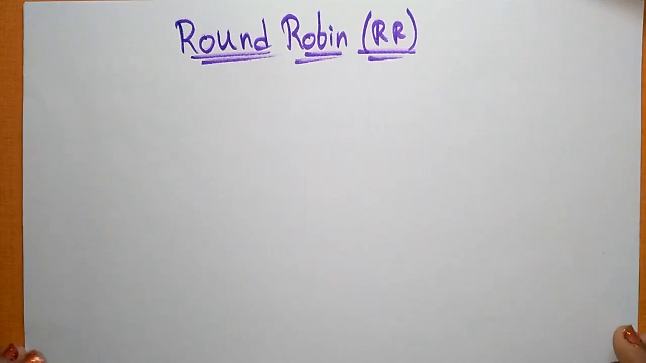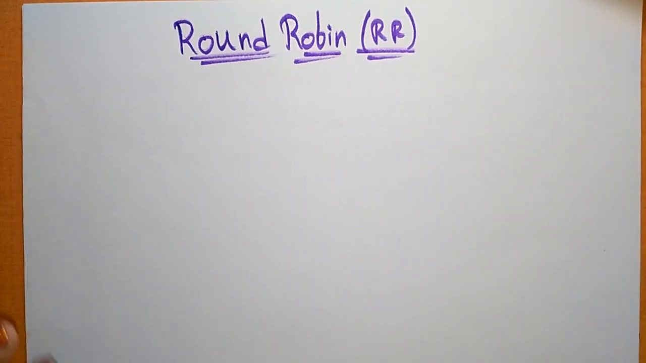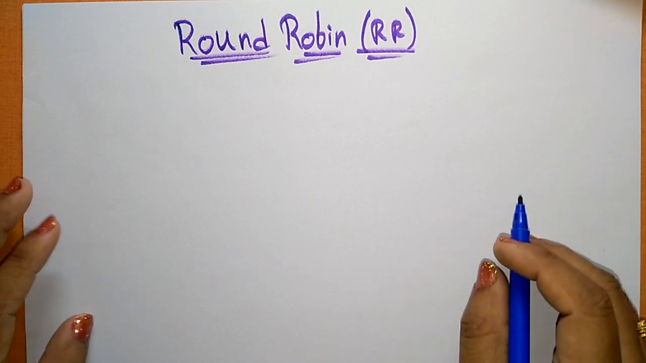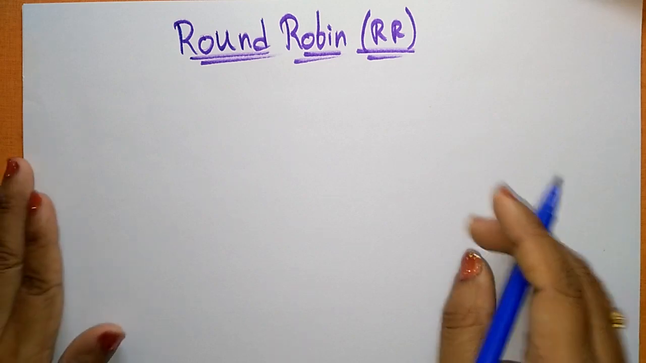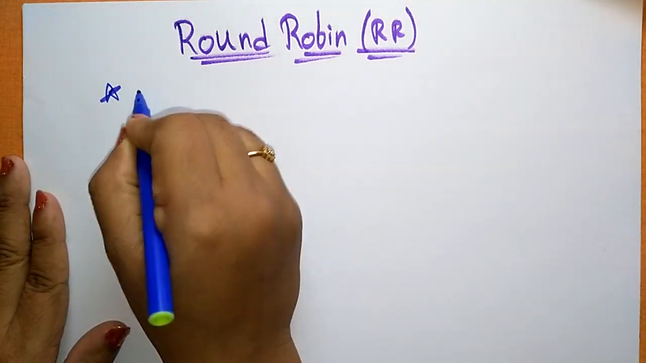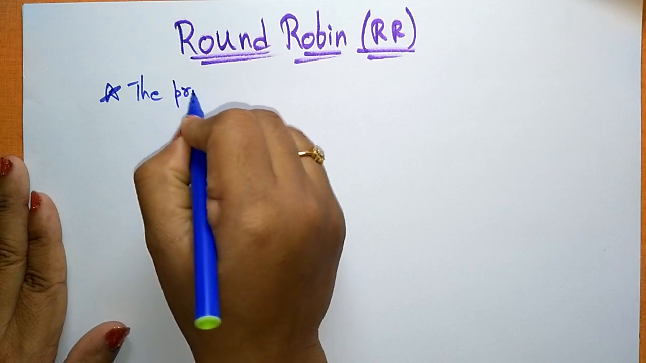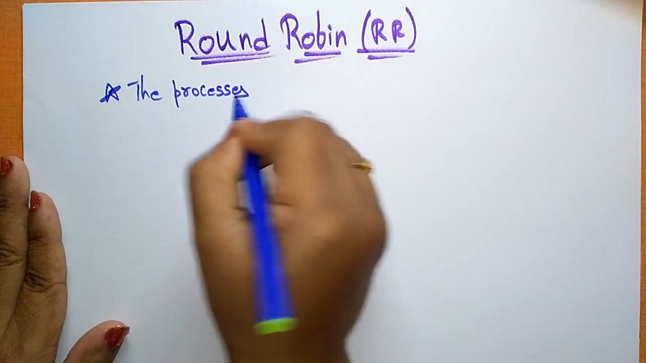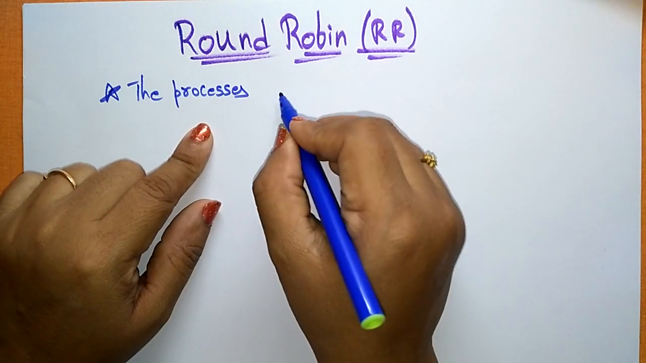Hi students, coming to the next algorithm, that is the round robin algorithm. Now let us see what this round robin scheduling algorithm is. In round robin, the processes that the CPU is executing are dispatched.